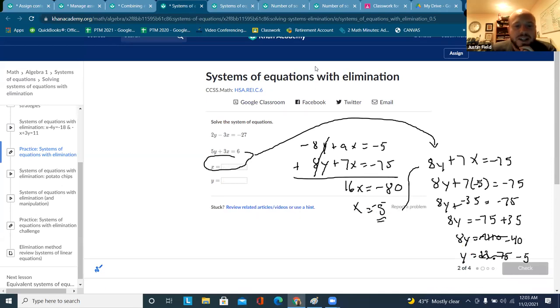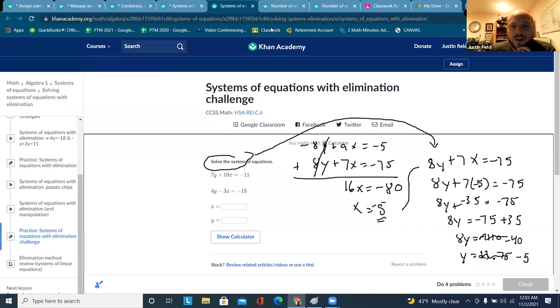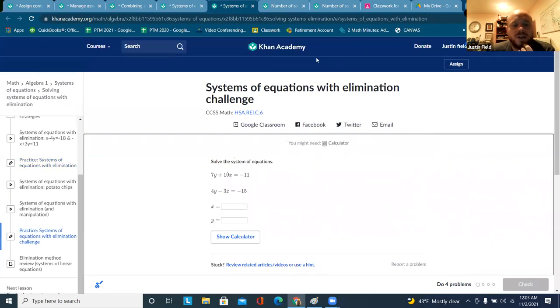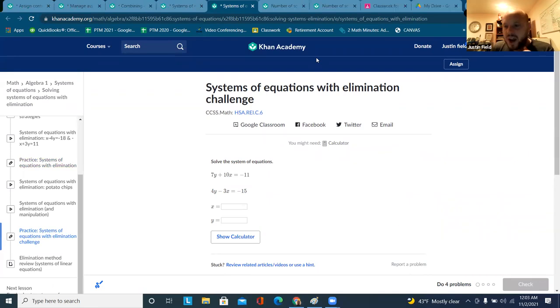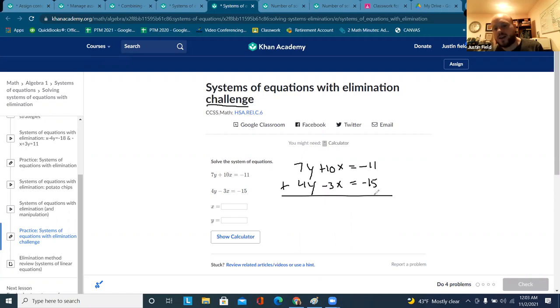All right. So now I would do another one of those, but I'm really going to do another one of those just with a step right before. I'm going to get this one right. All right. So this is a system of equations with elimination challenge. Okay. So 7y plus 10x equals -11. 4y minus 3x equals -15. All right. So I can't just add them together yet. Why? The reason is because nothing would cancel.